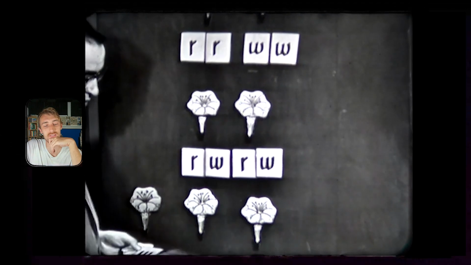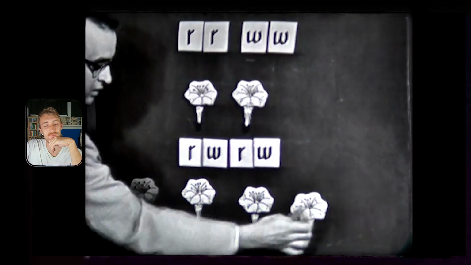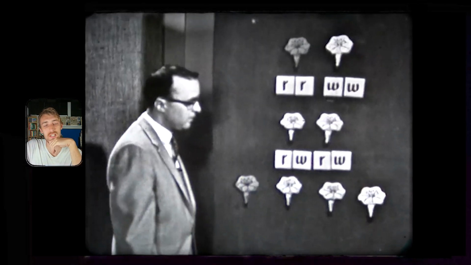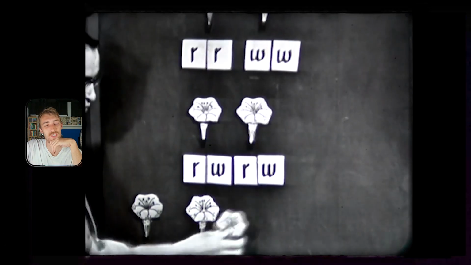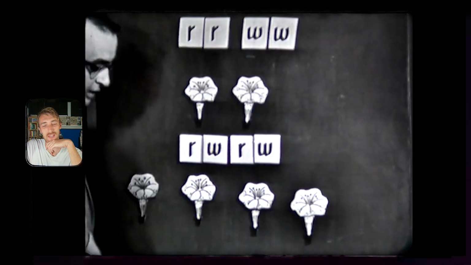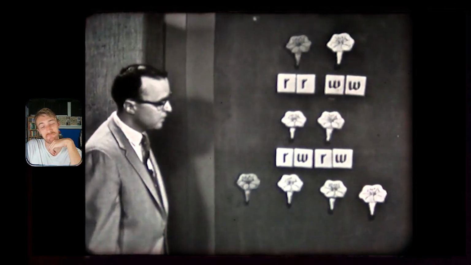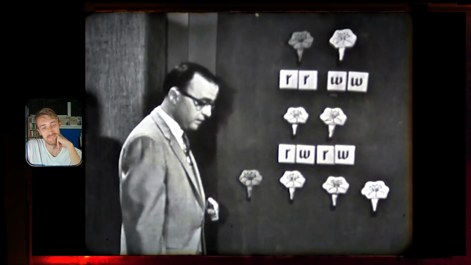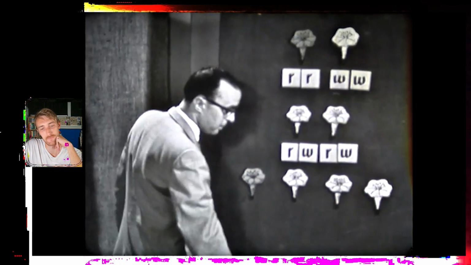Two pinks. And one white. Again, I think this would be a lot clearer if we weren't watching this through a black and white film. I'll take your word for it that these are pink and these are red and white, but I can't tell that. Then, let's see why.